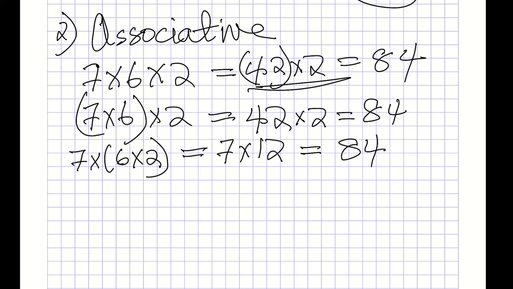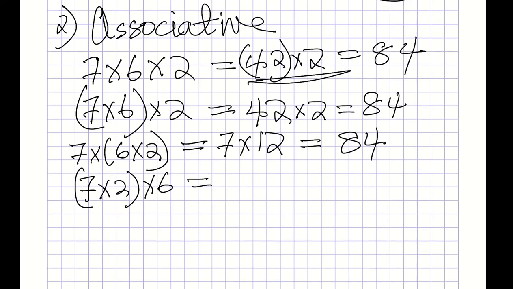You can also say, let me see, you can do 7 times 2 first, and then after that you multiply by 6. You will get the same result. 7 times 2 is 14, and then 14 times 6 is what? It's 84. You get the same result. So that's what that property means.